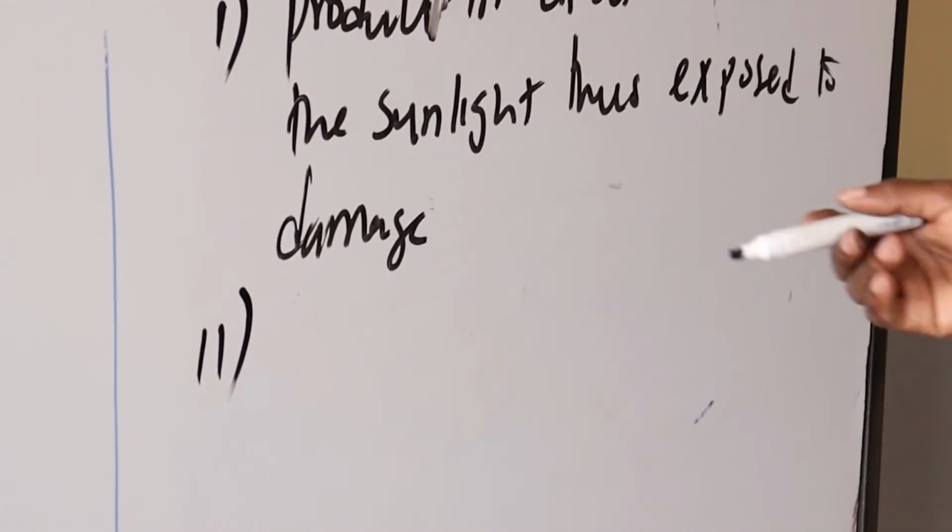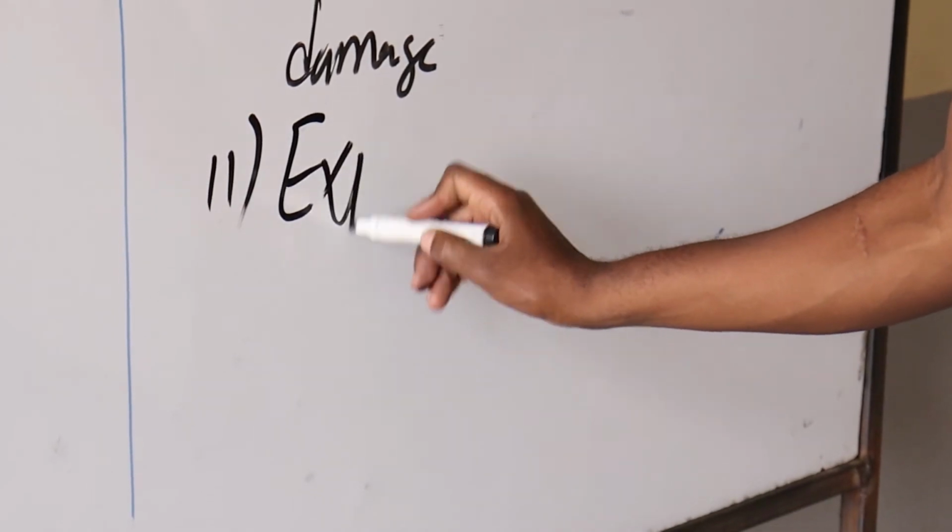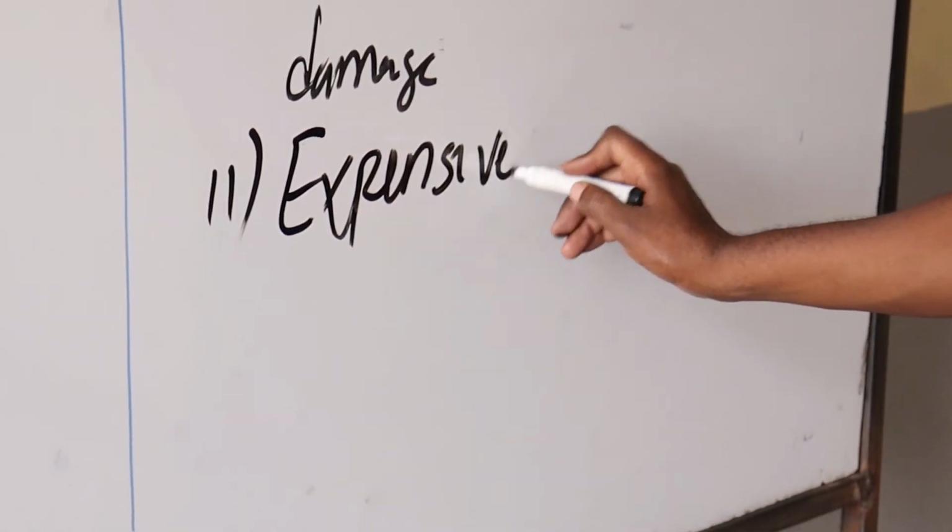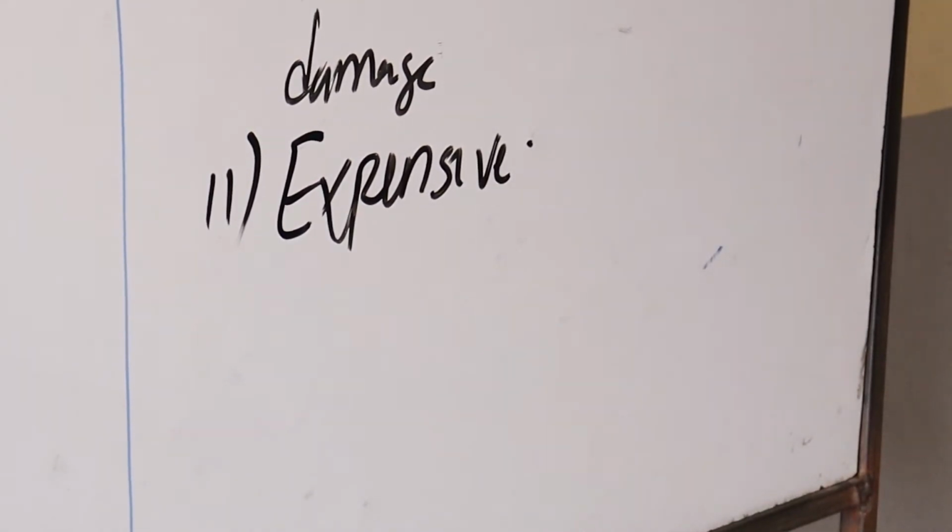Then it comes now to cost. We can talk of it as a little bit expensive compared to the traditional method. So those are some of the advantages that we can talk about as far as the direct solar dryers are concerned.